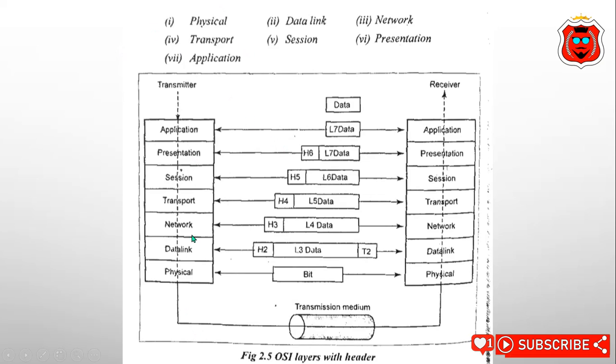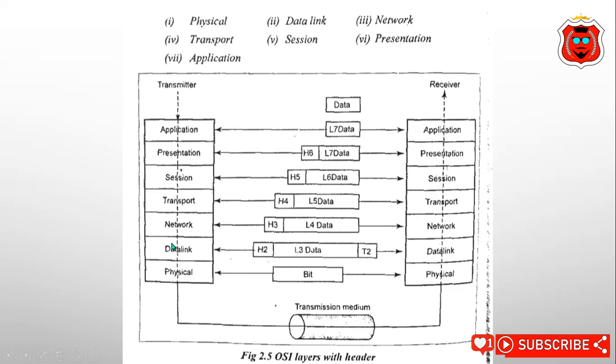There are totally 7 layers, and these 7 layers contain 3 parts. Layers 1, 2, 3 are network support layers. Layer 4 is end-to-end reliable data. Layers 5, 6, 7 are user support layers. The physical layer sends the data through the transmission medium. Next, the data link layer sends the data without any error. And the third one, network layer. That data can be sent through packet format. That packet format conversion is the network layer's work. And the fourth one, transport layer.